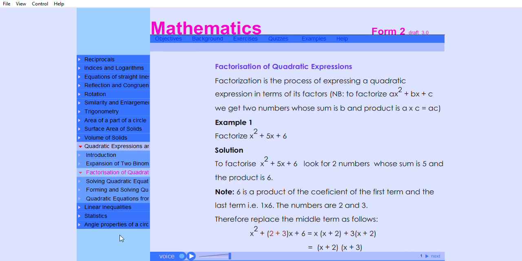Factorization is the process of expressing a quadratic expression in terms of its factors. Note, to factorize ax squared plus bx plus c, we get two numbers whose sum is b and product is a times c, which is equal to ac. Factorize x squared plus 5x plus 6.